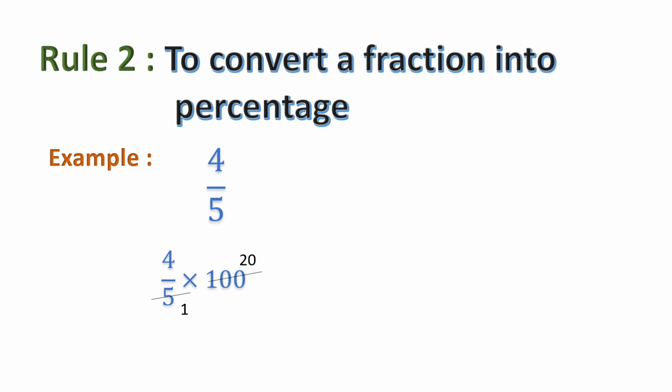Now, if we multiply the numerator with the numerator, that is 4 with 20, so we get 80. Denominator is 1. We will ignore that. So 80 is our answer. What to do after that? Add the percent symbol. So just put the percentage symbol after that and your answer is 80%.